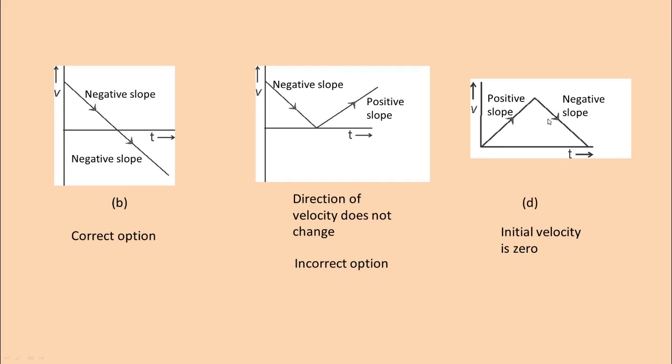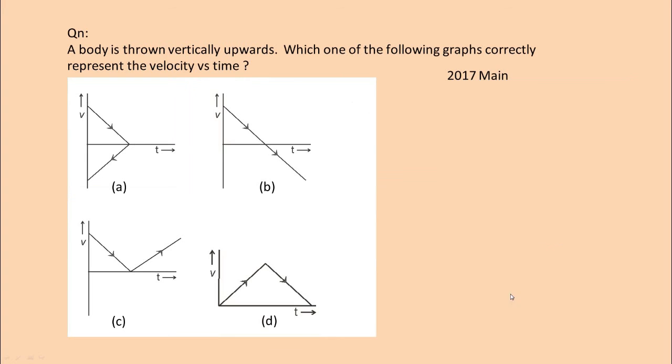Now go on to the next graph, option D. We will see what the problems with this graph are. At the very start, you see initial velocity is 0. When you project the body upward, initial velocity cannot be 0. So you can neglect this graph, moreover it has positive slope, right? It is not the correct answer. So in all these things, option B is correct. So option B is correct.